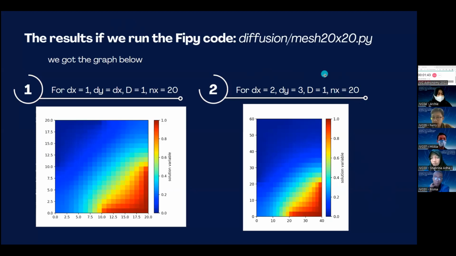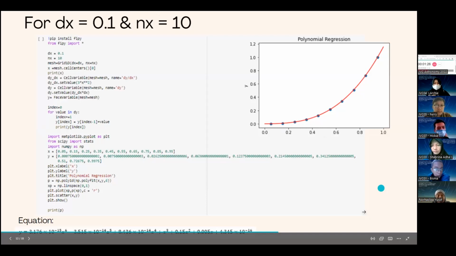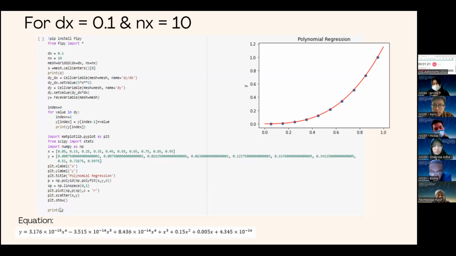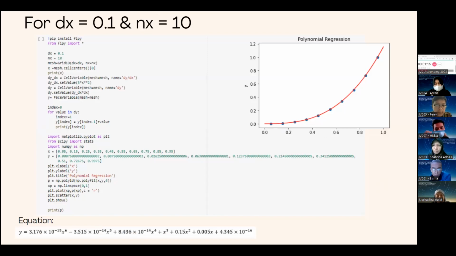Okay, can I ask? Sure. Can you go back to the first code that you showed us, the one from polynomial regression? Here you explain that you solve some function and the equation is given below. Can you relate the relationship between your ODE and your polynomial regression here?